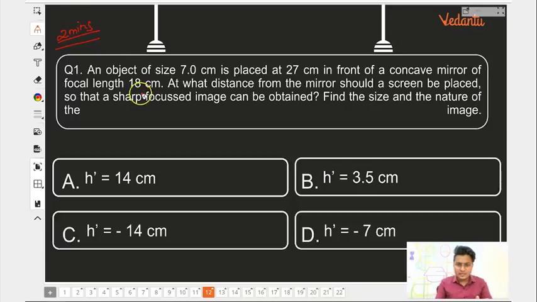So ultimately in this particular part, they are asking you to find what is the image distance. Then they are asking find the size. Size means h dash, and the nature of the image. Nature means real or inverted. So ultimately you need to find here magnification. So find out image distance, magnification, then go on for h dash. Go for it, guys. You have, I think, 1.5 minutes left.